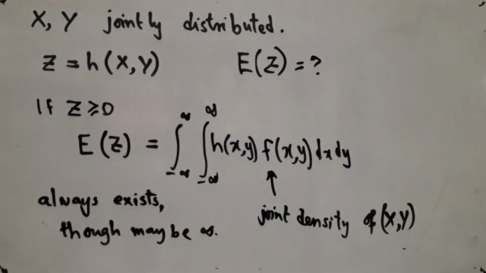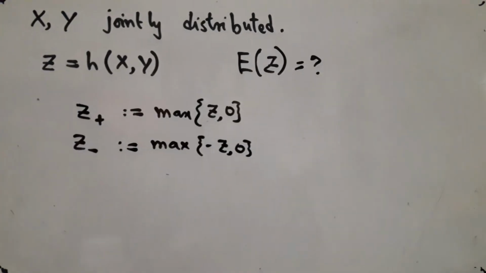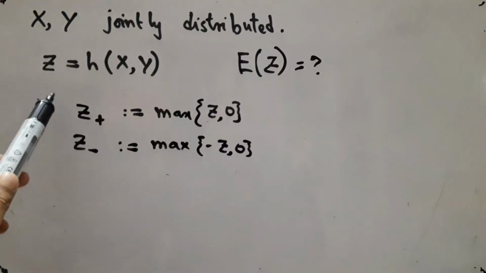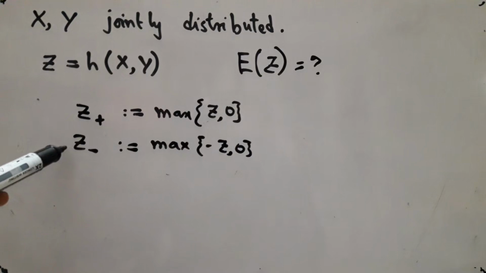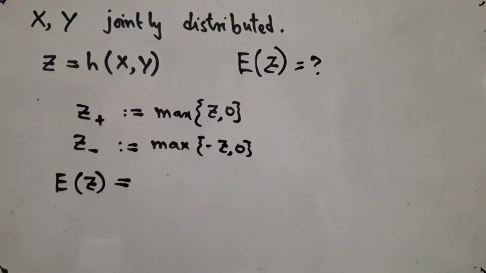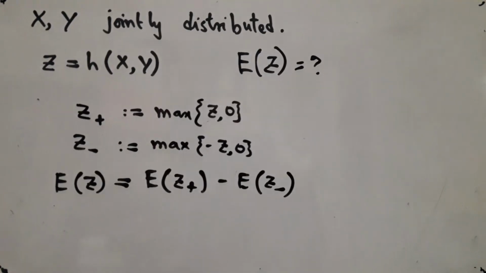And in general, that is, if this non-negativity condition is not present, then we can proceed in the usual way. We define z plus and z minus. This takes care of the positive part of z and this takes care of the negative part of z, but both these random variables are actually non-negative. And then we define the expected value of z as the expected value of z plus minus the expected value of z minus, which is the general prescription, and it's natural because we have z equal to z plus minus z minus.